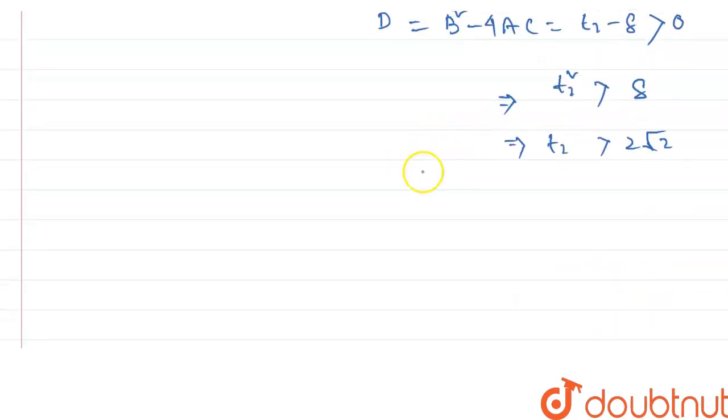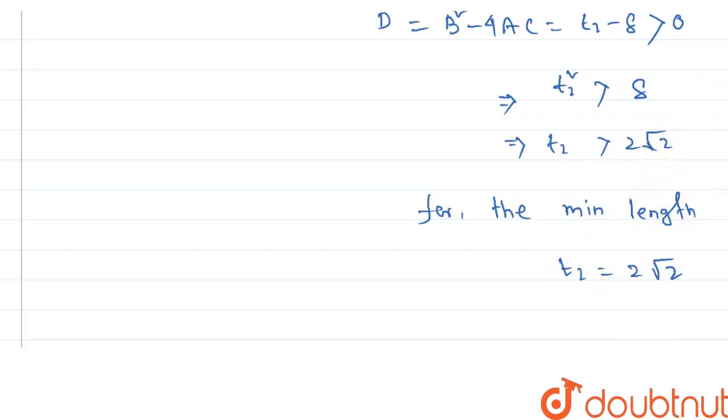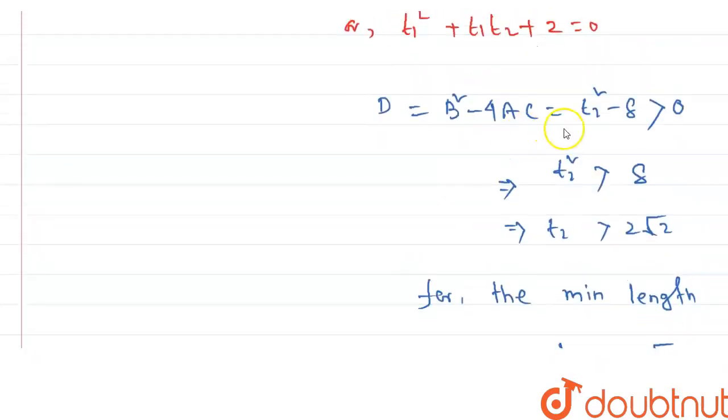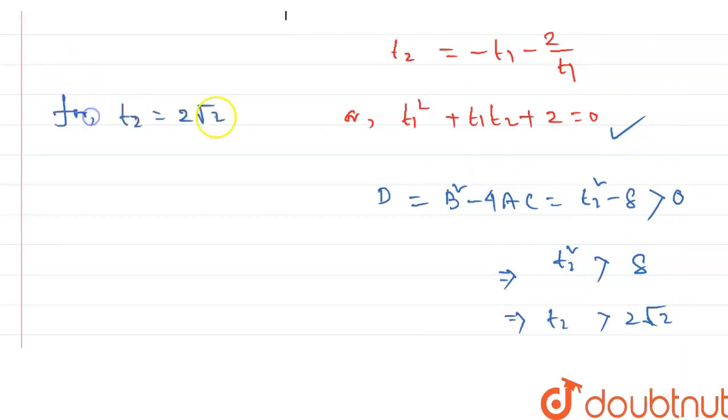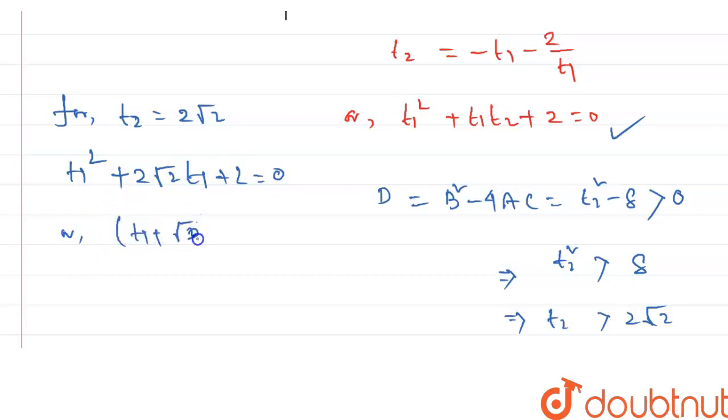So for the minimum length we have t2 equals 2 root 2. If we put the value of t2 in that equation, then for t2 equals 2 root 2 we have t1 squared plus 2 root 2 t1 plus 2 equals 0, which means t1 plus root 2 whole squared equals 0. That implies t1 equals minus root 2. So we have found the value of t1 and also the value of t2.